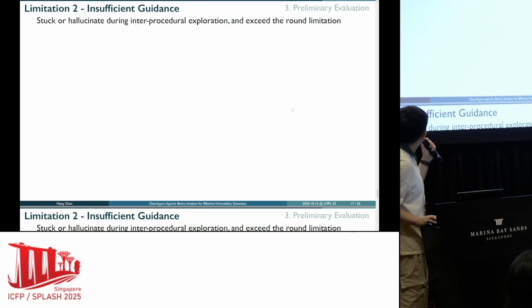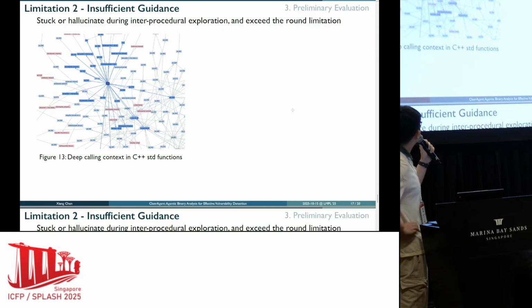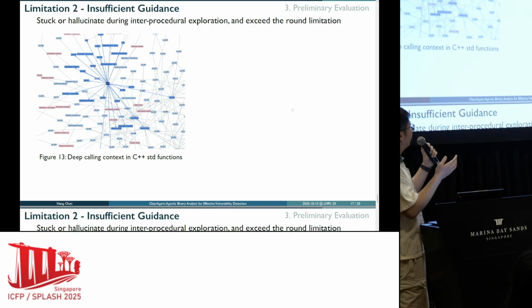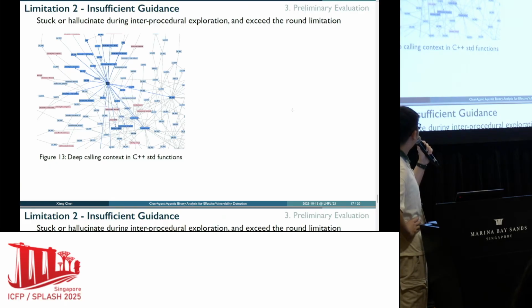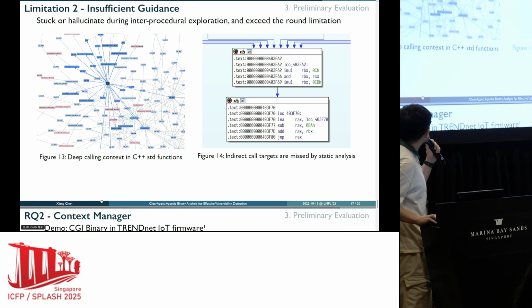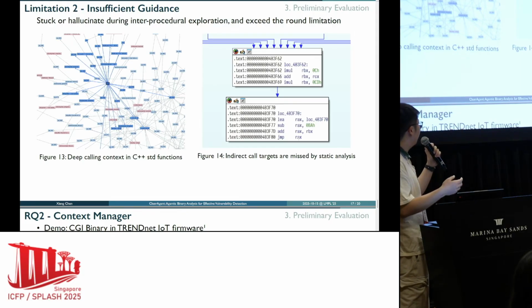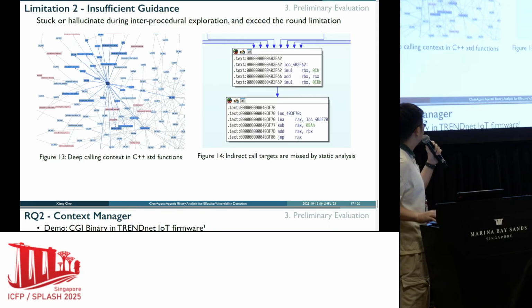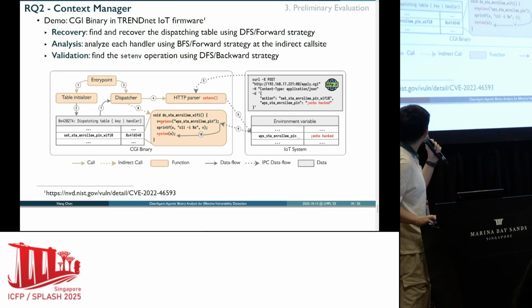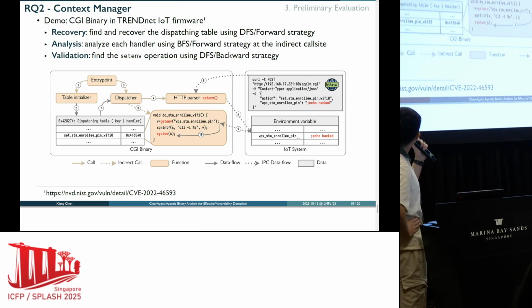The second limitation is insufficient guidance. Although many capture-the-flag binaries are small, there are also some C++ binaries with a deep calling context in the library functions, so it's hard to guide the agent. The other is indirect call targets. An indirect call is dynamically computed, so it cannot be analyzed by our tool. The second evaluation is about the context manager.